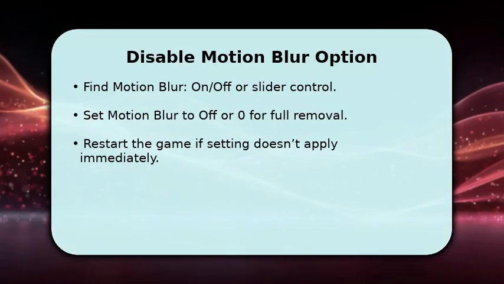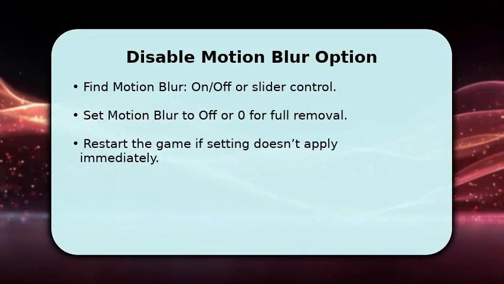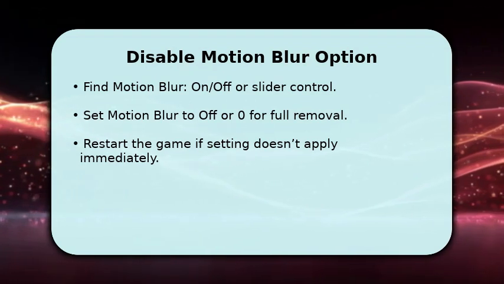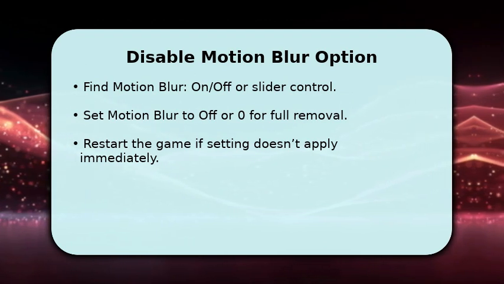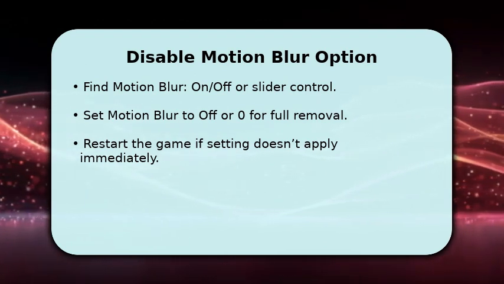You now toggle motion blur to off or drag the slider to 0. This is the core action that eliminates the smearing effect during movement. Why 0? Because partial values still interpolate frames and leave artifacts.